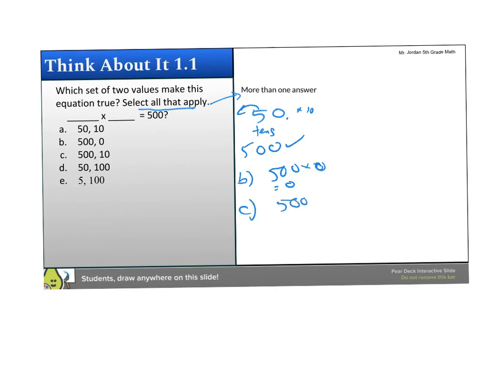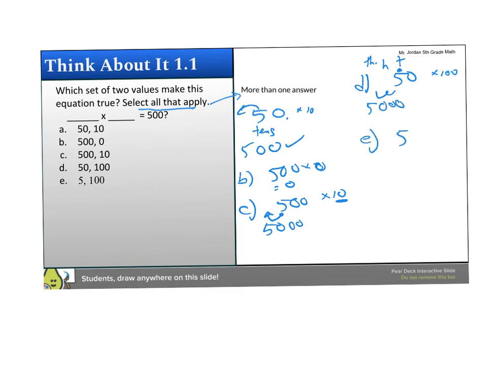C, 500 times 10, when we're multiplying by 10, this place value, which is now in the hundreds, goes to the left into the thousands. So it's going to be 5,000. D, 50, when we multiply it by 100, we have tens. This is the tens. It's going to shift 2 places to the left, so to the hundreds and the thousands. So it's going to be 5,000.